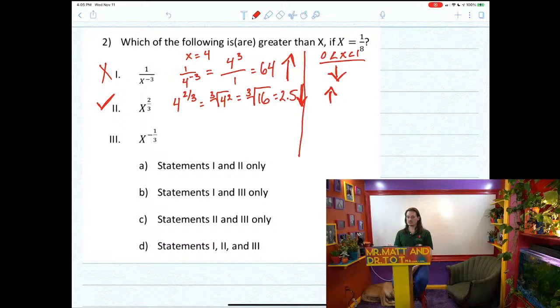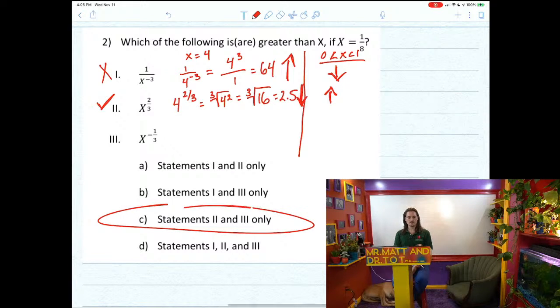And looking at our answer selections, there's no answer that contains 2 but doesn't contain 1 other than answer selection C. So if you were taking this test, you wouldn't have to go any further than this. You would know that C is correct. But let's go ahead and test this.